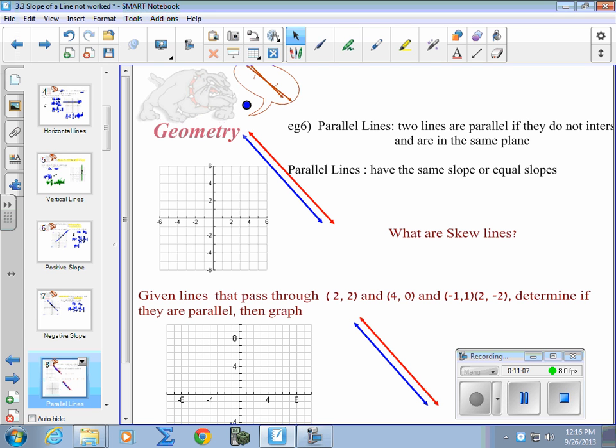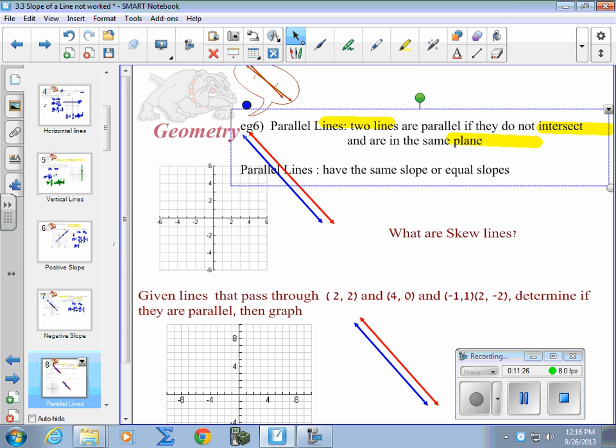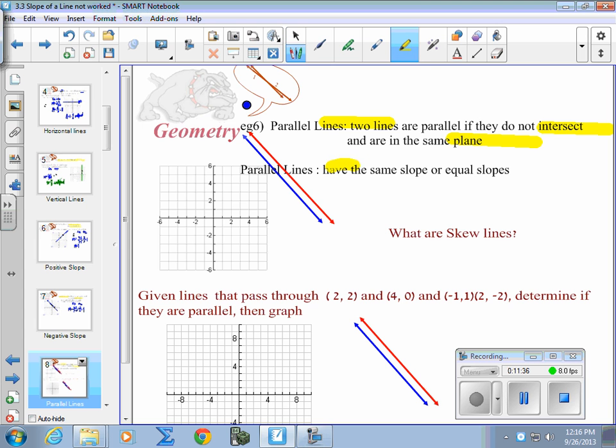Next, I'd like to talk about parallel lines. You know that two lines are parallel if they do not intersect and are in the same plane. So parallel lines do not intersect and they are in the same plane. The fact they are in the same plane and do not intersect, those are important parts of the definition. Parallel lines have the same or equal slopes.